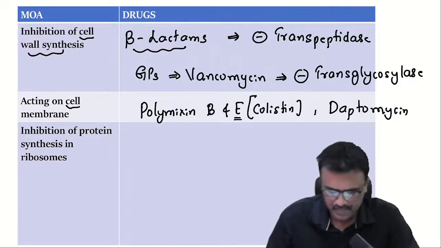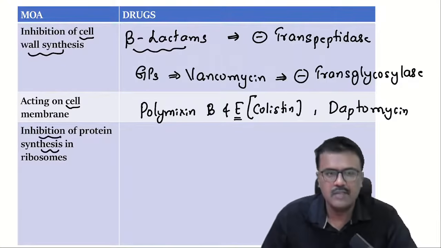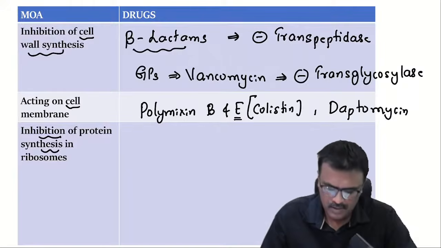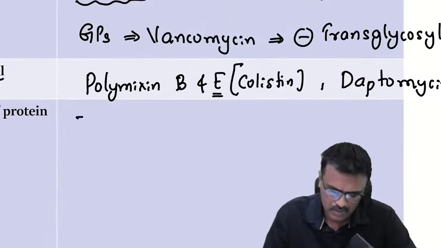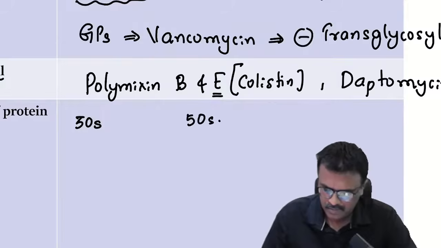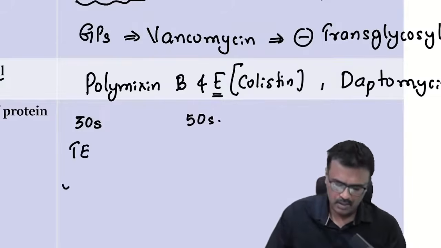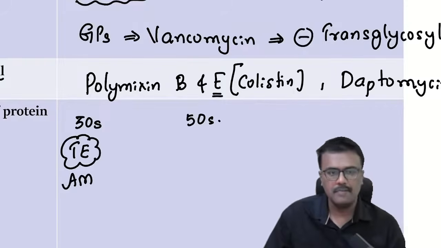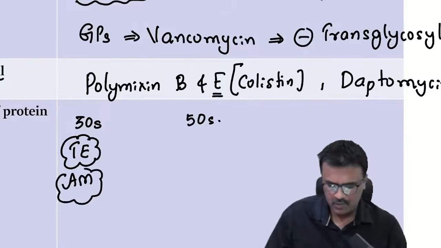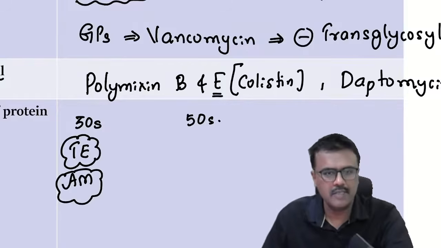Inhibiting protein synthesis, there are two ribosomes, 30S and 50S. What will bind to 30S? The mnemonic is TEAM. TE stands for tetracycline. AM stands for aminoglycosides. TEAM.